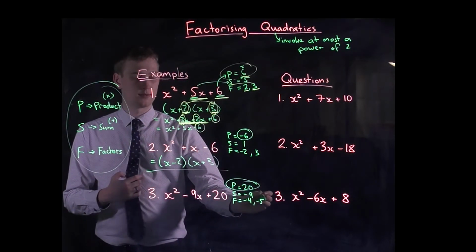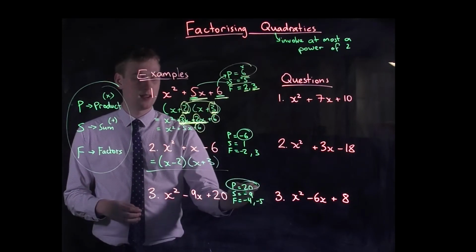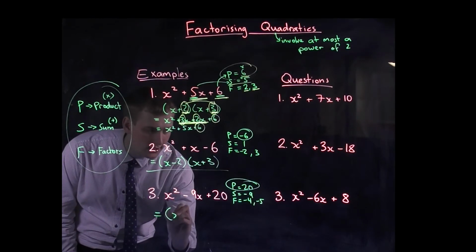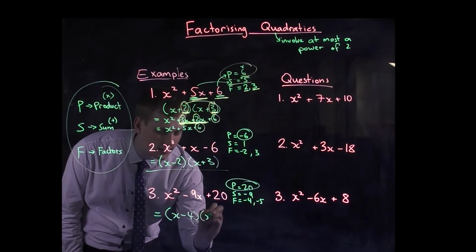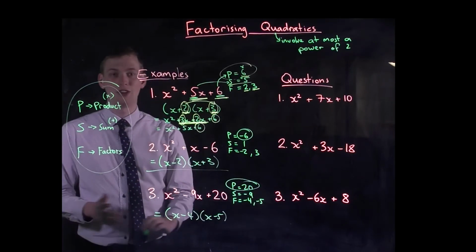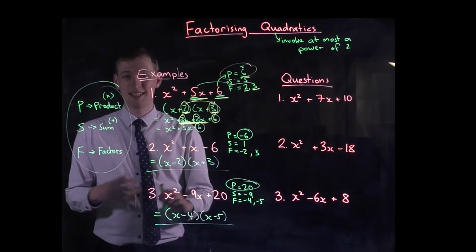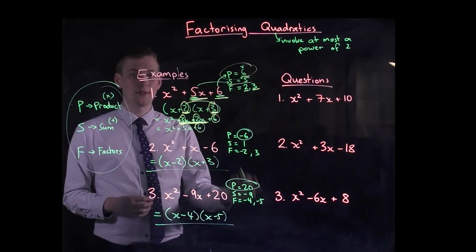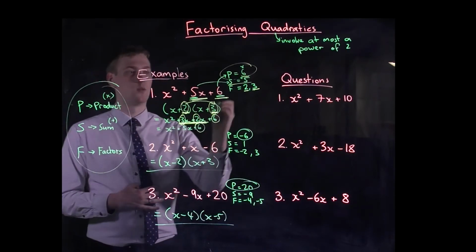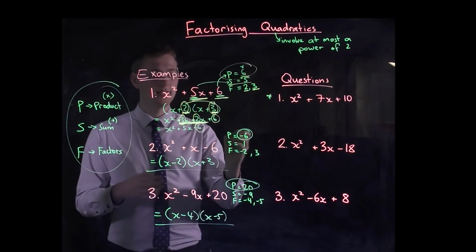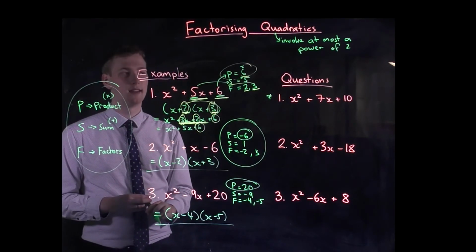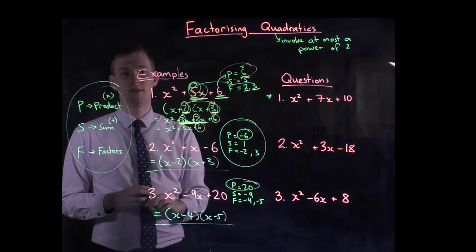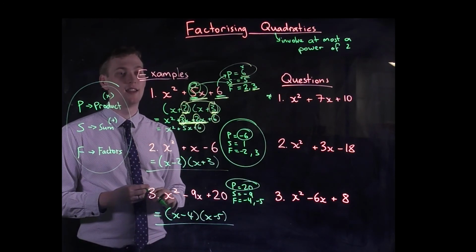And we can check that. -4 times -5 gives us 20, -4 plus -5 gives us -9. So that's the number we want. And we can stick it into our factorization straight away. Again, you can test your final answer, and in a test I would suggest you do by expanding that. That's our final answer there. Now we have 3 questions. I'd like you to have a go at question 1. Remember, with each of these we're just using the PSF method. Our product, which is the constant, our sum, which is the term with the coefficient of x, and then finding the factors.